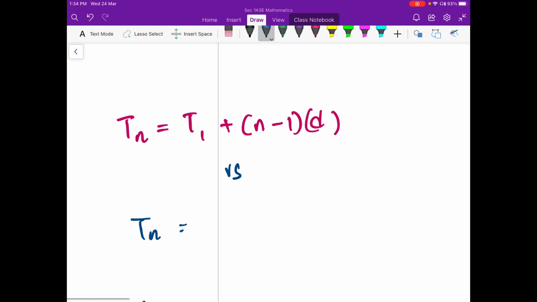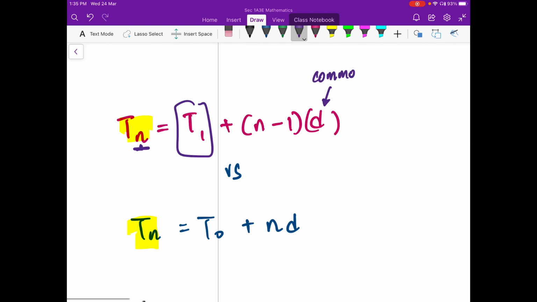Tn equals T0 plus nd. What is T0 now? Okay, I'll explain both of them. The first thing you have to understand is that both of them are general terms, and again, this is only for common difference. T1 over here is the first term, that is what we know, plus n. N is this little n over here, same n. Minus 1 is just part of the formula. And we have the letter d. This d represents the common difference.